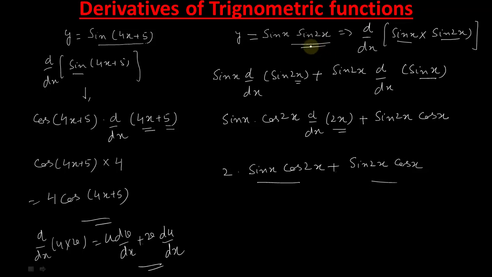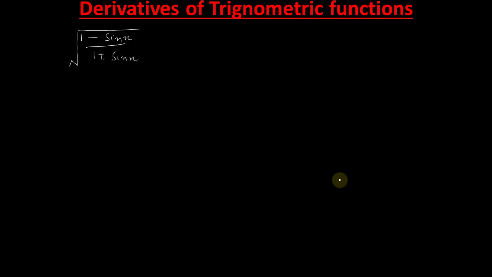You just need to know how to apply and what formula you have to apply. Now here I used u cross v that I have discussed with you in my previous lecture. Now let us try to solve the next problem. It is very easy and very interesting. We have to find the derivative of the square root of (1 minus sin x) divided by (1 plus sin x).